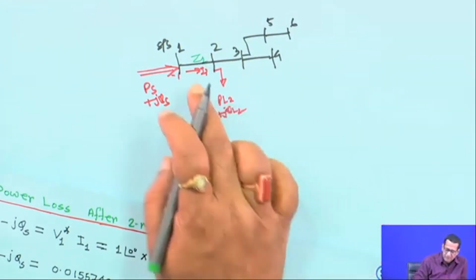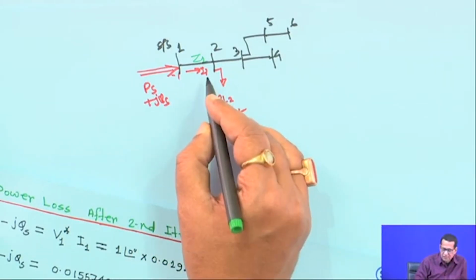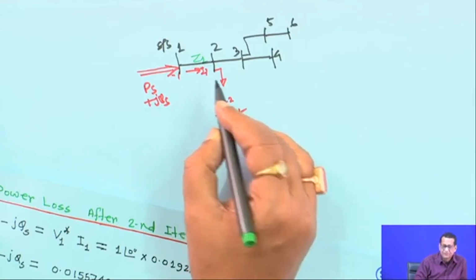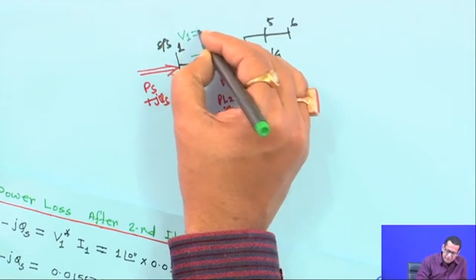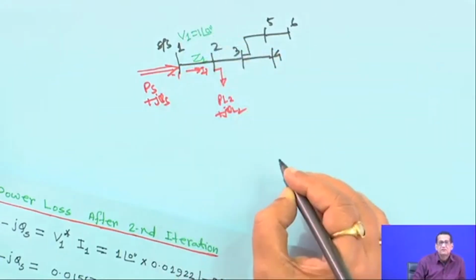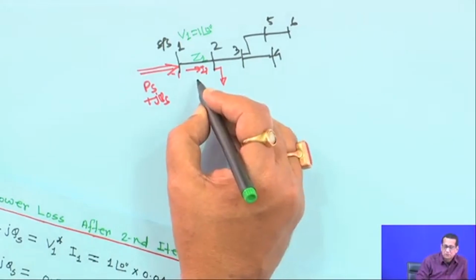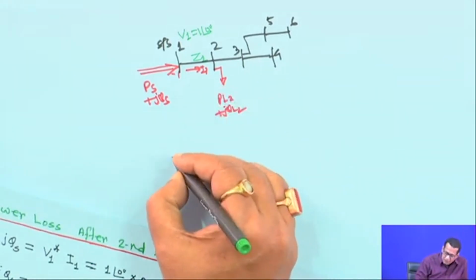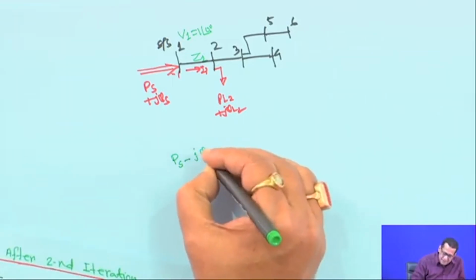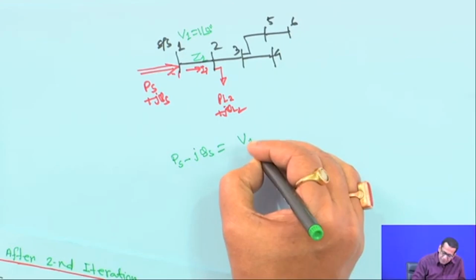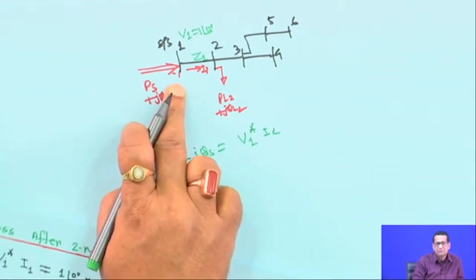From the load flow studies, you know the branch current I1, and the substation voltage is known to you. This voltage V1 is, in this case, 1 angle 0 that we have taken. So this current is also known from the load flow studies. Then you can write the equation PS minus jQS is equal to V1 conjugate I1. This is the power coming from the grid to the substation.